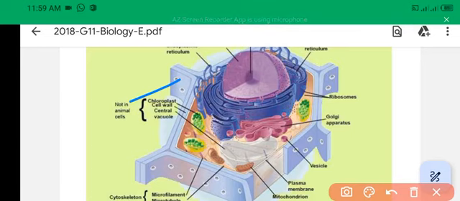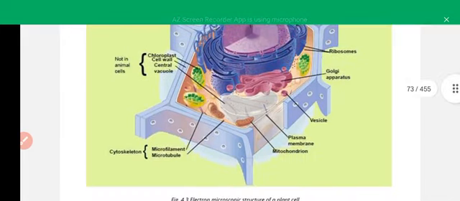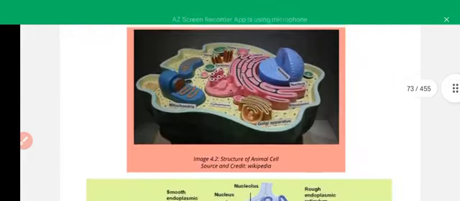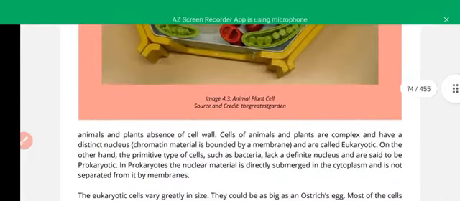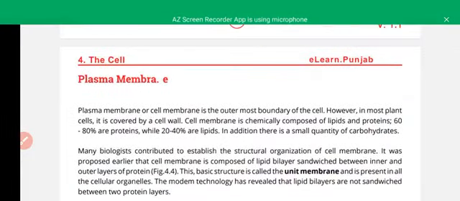Cell wall is the outermost boundary of plant cells, and cell membrane is the outermost boundary in animal cells. And centrioles, lysosomes and flagella are not found in plant cells. So the next topic is the plasma membrane. We will focus on the fluid mosaic model of the plasma membrane.